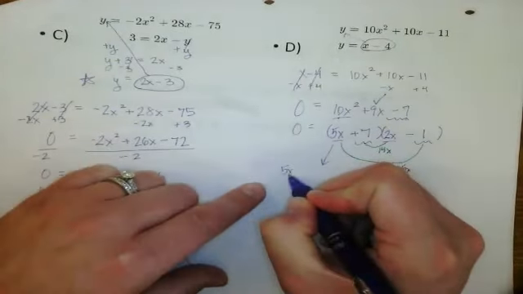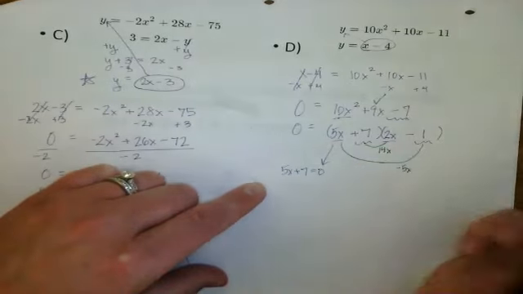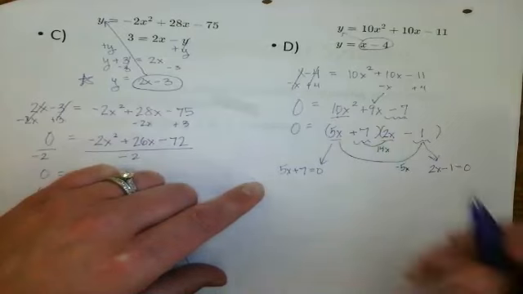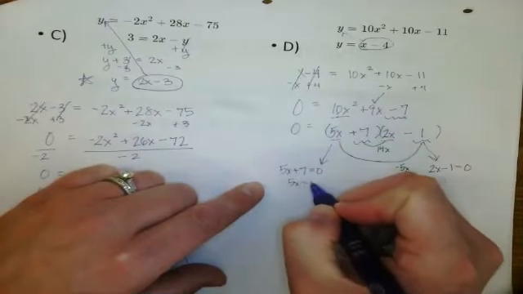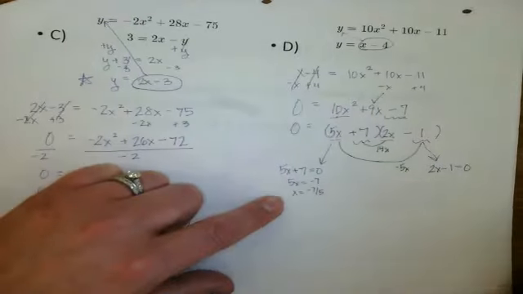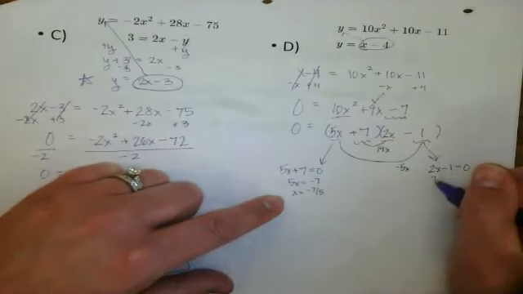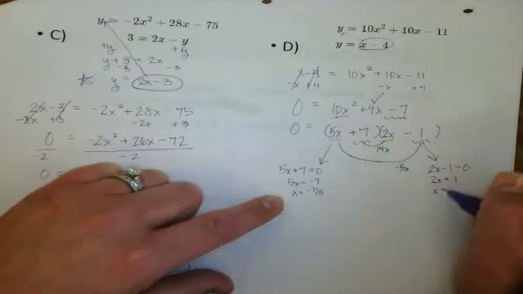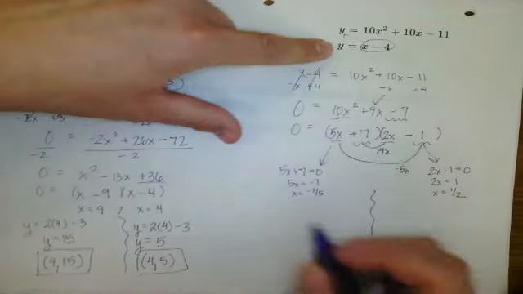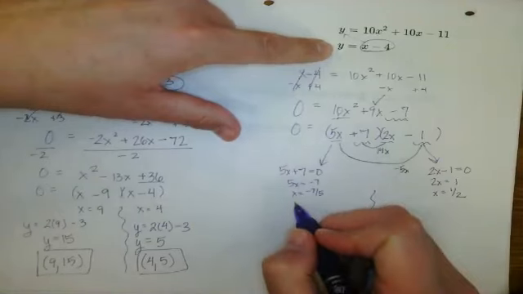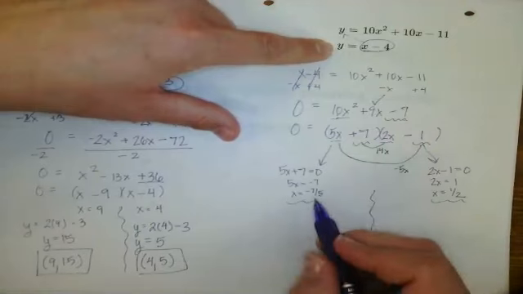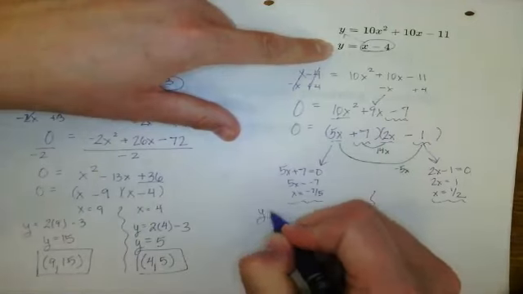So here, 5x plus 7 gets set equal to 0. And 2x minus 1 gets set equal to 0. I'm going to subtract the 7 and divide by the 5. So we get a fraction. Here we are going to add the 1 and then divide by the 2. So we get, again, another fraction. Okay, that's why these are a little more tricky. We're getting some rational fractional answers. So we can do that.